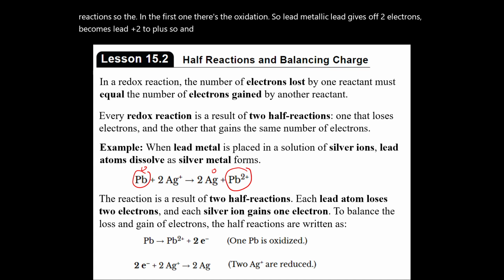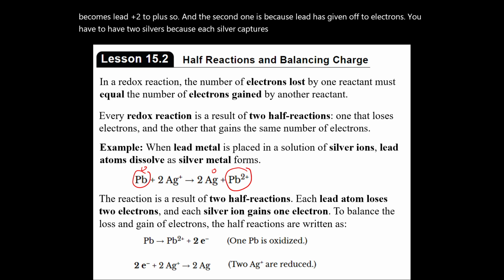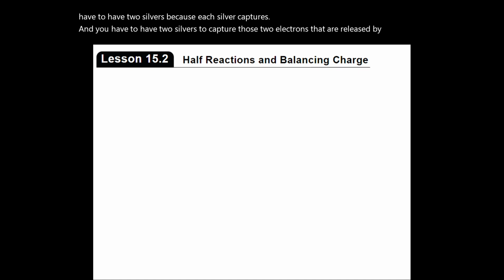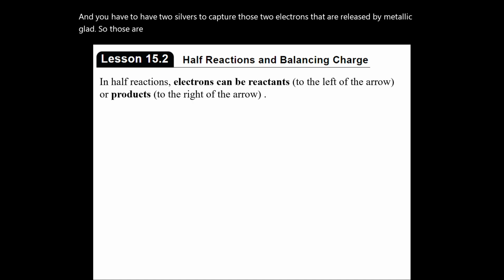And the second one is because lead has given off 2 electrons, you have to have 2 silvers, because each silver captures 1, and you have to have 2 silvers to capture those 2 electrons that are released by metallic lead. So those are the half reactions.